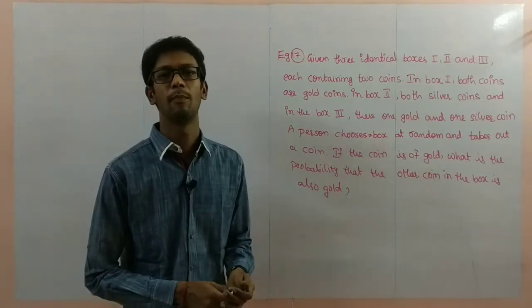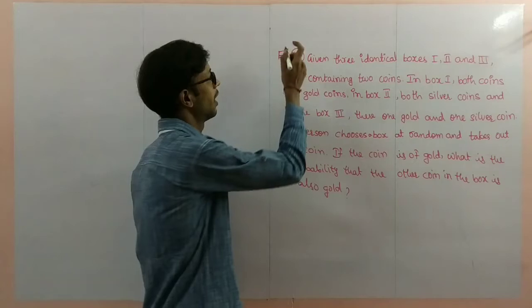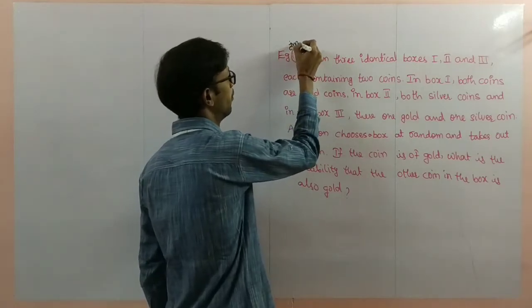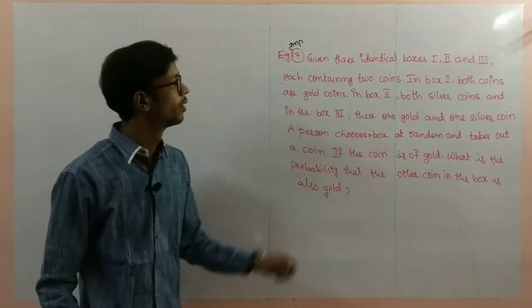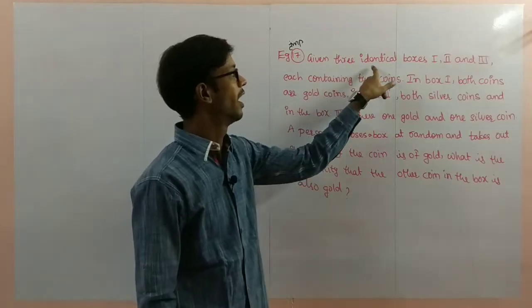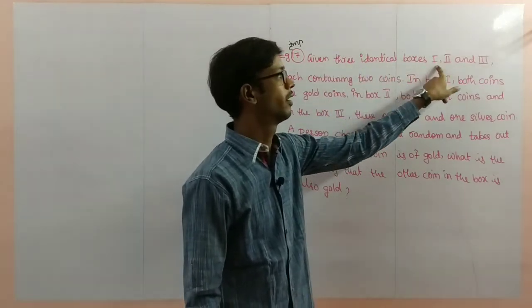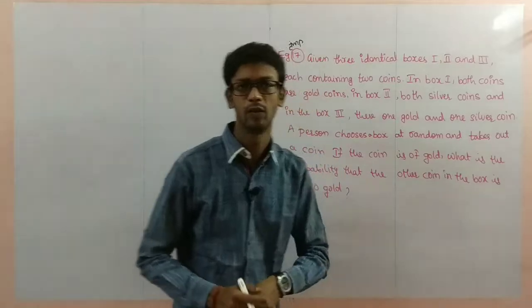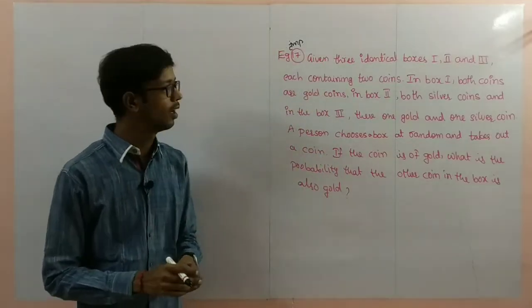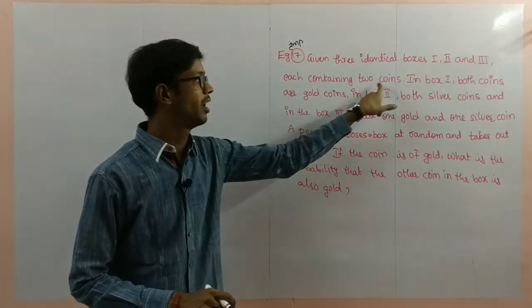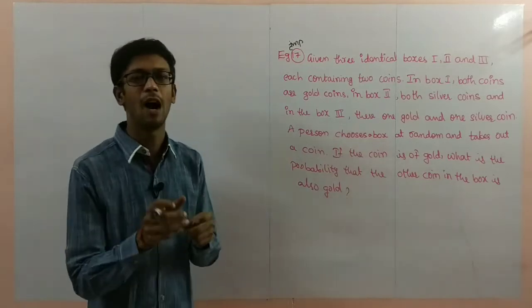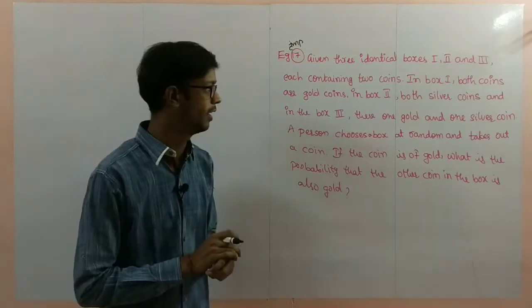Next, example 17. This is also an important question, important for a 3 marks question. Given three identical boxes 1, 2 and 3. Three boxes are there here, each containing 2 coins.